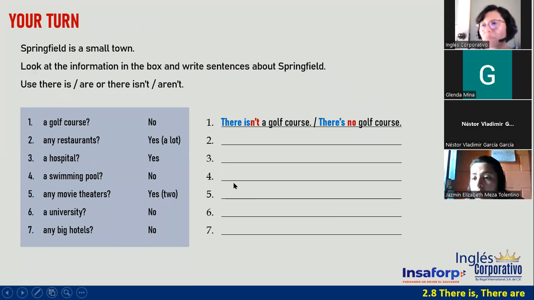Ok, ahora bien, vamos a hacer este ejercicio, ¿verdad? Tenemos aquí, Springfield is a small town, es una ciudad pequeña. Look at the information in the box and write sentences about Springfield, ¿ok? Use there is, there isn't, or there aren't. Por ejemplo, dice aquí, a golf course, y dice no. Entonces la oración sería, there isn't a golf course, or there's no golf course. Right? Entonces ustedes van a continuar con los siguientes.